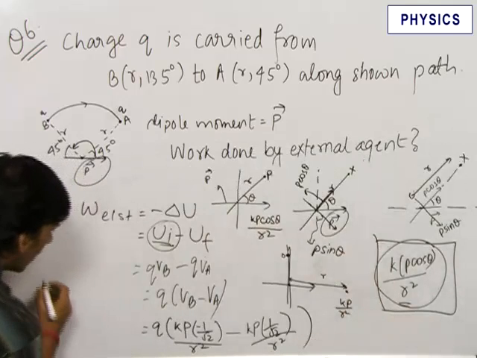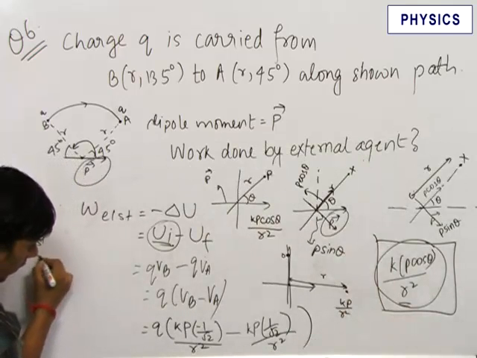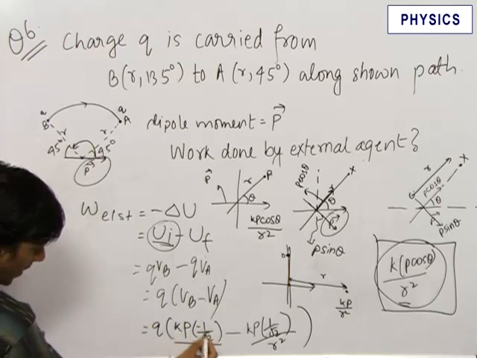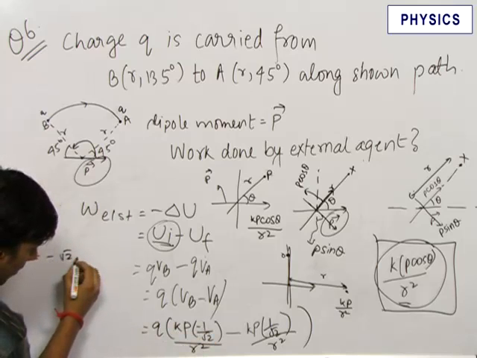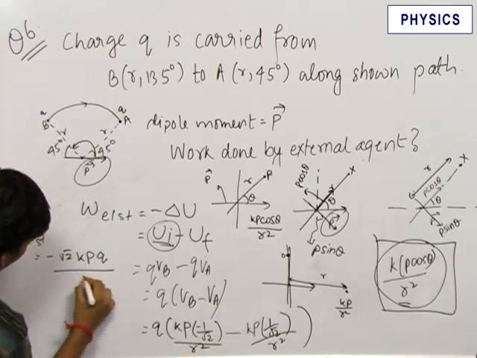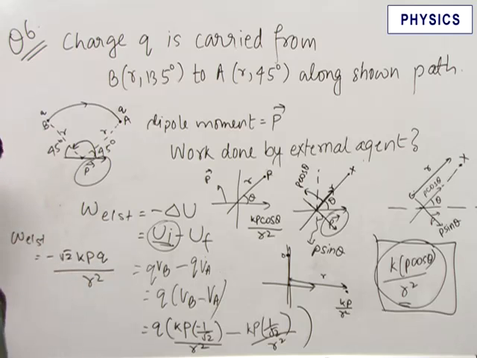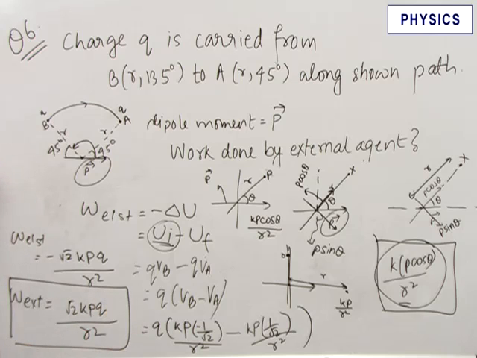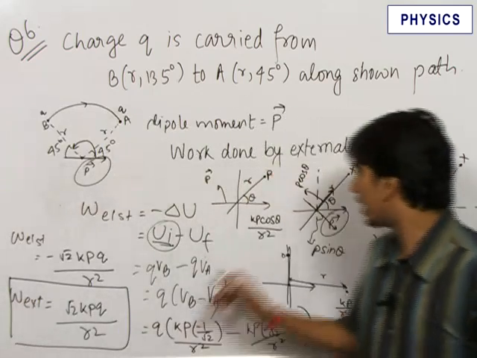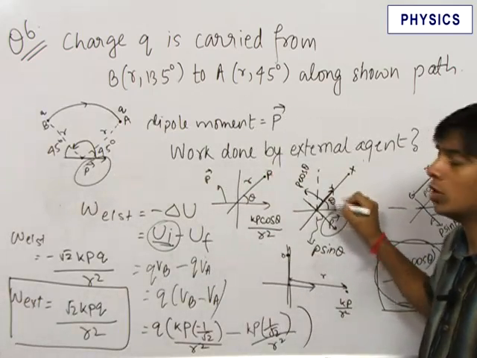So we get the work done by electrostatic force to be equal to minus 2 Kp upon root 2 r square, that is minus root 2 Kp upon r square into q. Therefore, this is the work done by electrostatic force. Therefore, the work done by external agent is equal to negative of work done by electrostatic force, that is equal to root 2 Kpq upon r square. So our final answer for the work done by external force comes out to be equal to root 2 Kpq upon r square. The important thing which we learned in this question was that for dipoles you can take components of the dipoles into perpendicular directions.